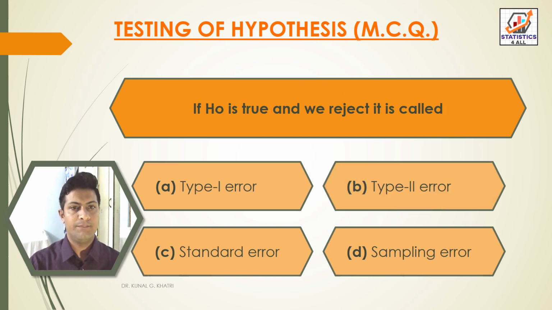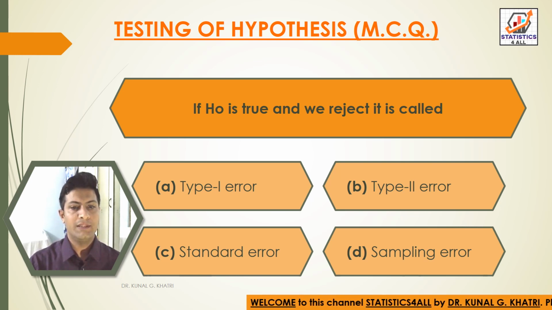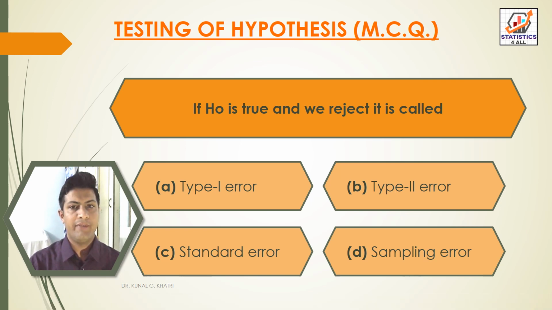Next question. If null hypothesis is true and we reject it, is called option A type 1 error, option B type 2 error, option C standard error, option D sampling error. So here we have answer option A type 1 error. If null hypothesis is true and we reject it, is called type 1 error.